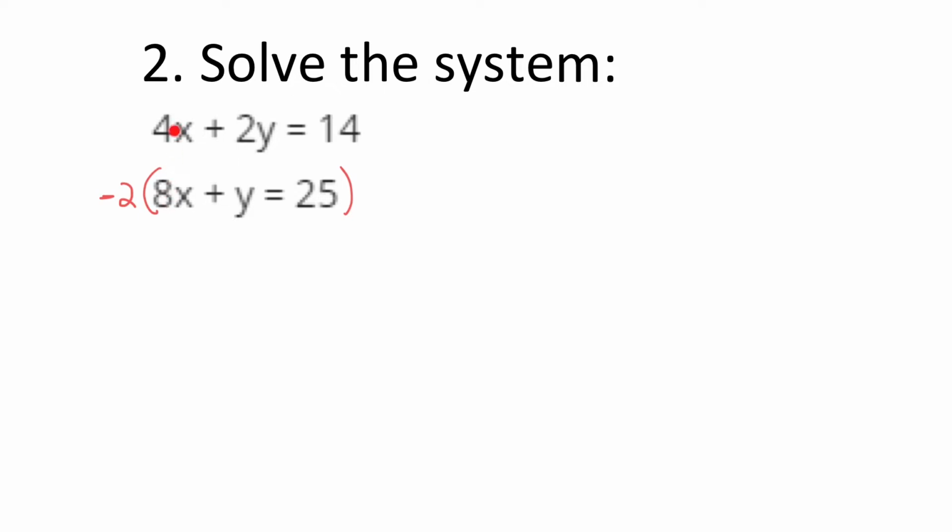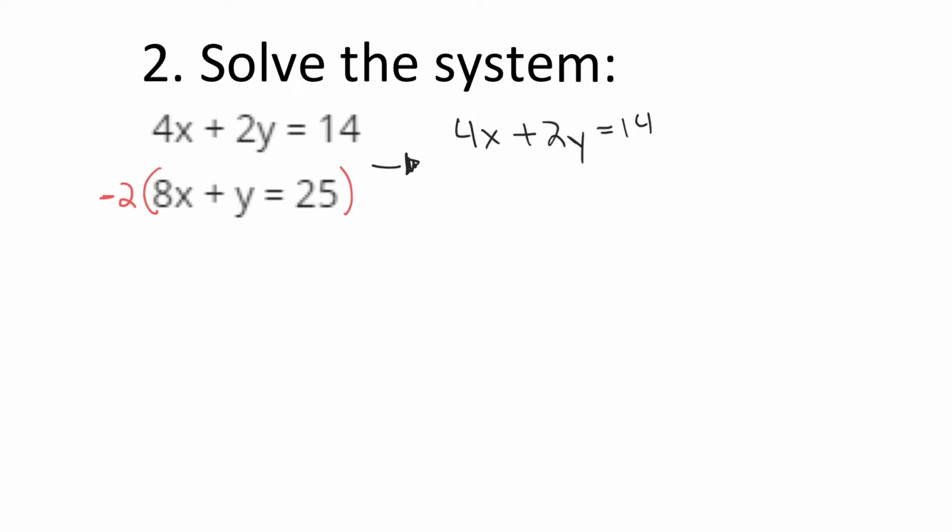For the x, they're not going to have the same number sometimes. Sometimes they will, but we just have to know what's going to happen to the x. But right now my goal is to cancel the y. So I'm going to multiply the bottom. The top equation is going to stay the same. So I'm just going to rewrite the top equation, 4x plus 2y equals 14.